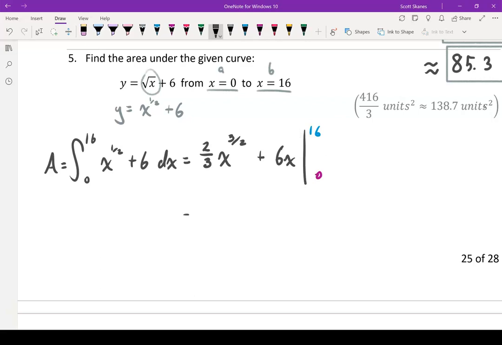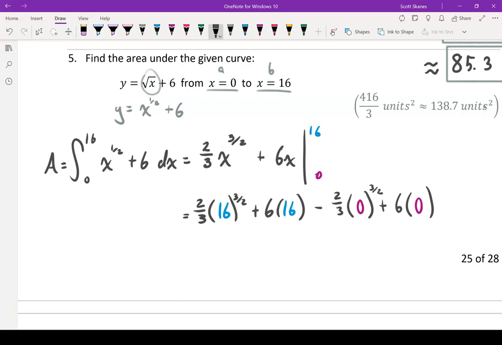So this should look like this. 2 over 3, going to have 16, power 3 over 2, plus 6, with 16 in for x, minus the same thing, but with 0 in it. Almost missed a few things there. So there is an error here, and I want you to take a moment to look at this and see if you can catch it.